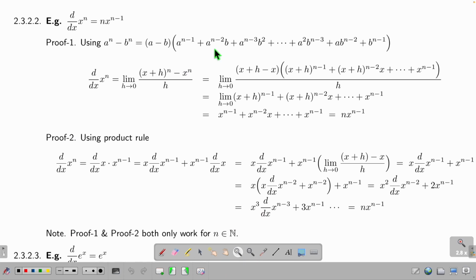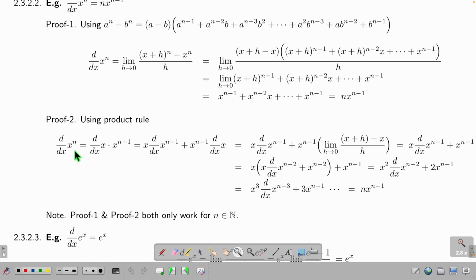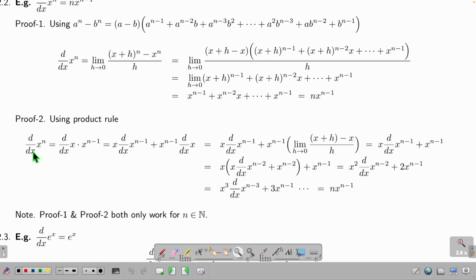And then the practice of this kind of proof is, let's say this one: d/dx of x^n is n x^(n-1). I have proof 1 and proof 2. Let me do proof 2. Suppose I want to differentiate x to the power n, where n is an integer. Then I can write it as x times x^(n-1), right? Then, because of the product rule, this is u and this is v. So this equal sign is the product rule.